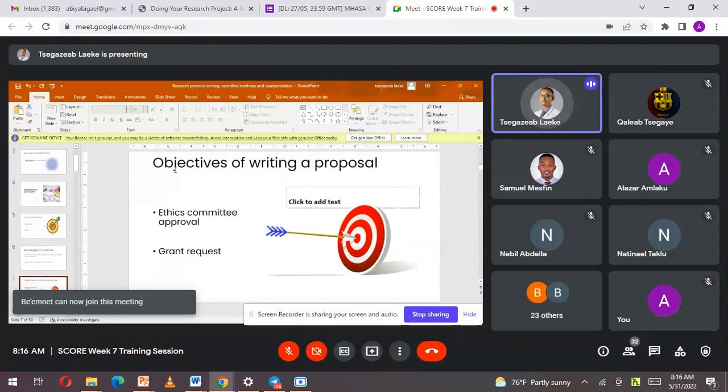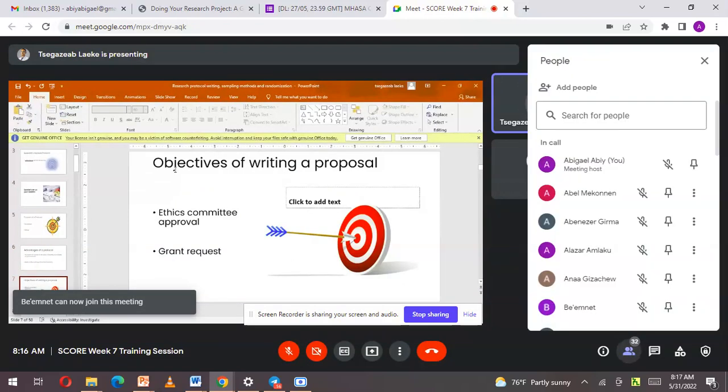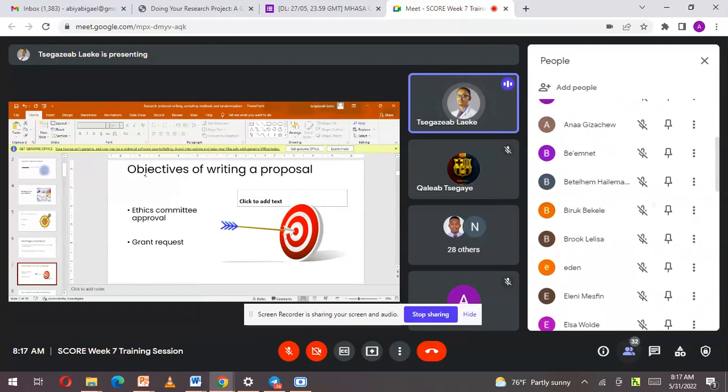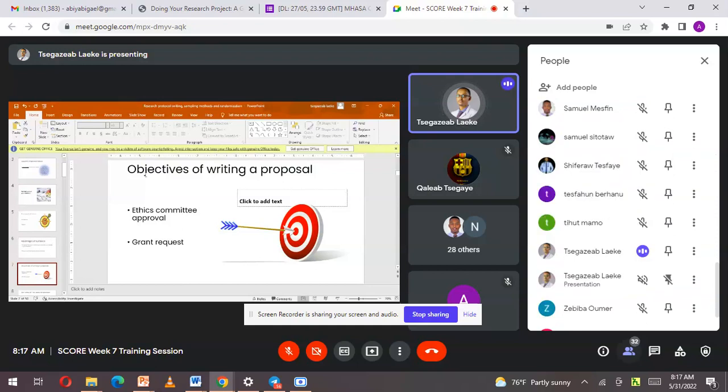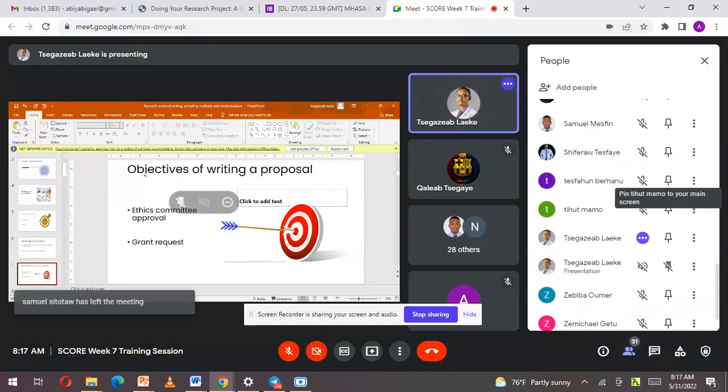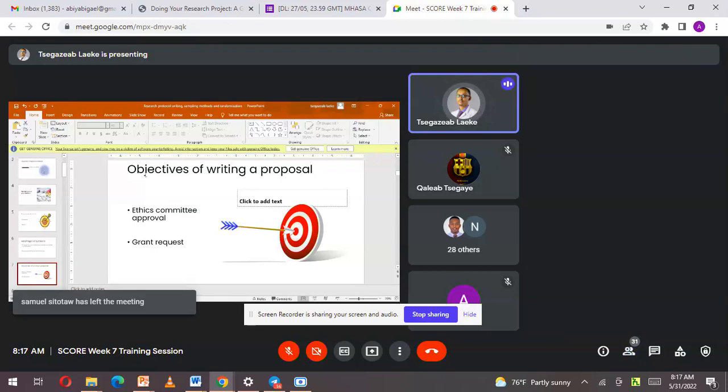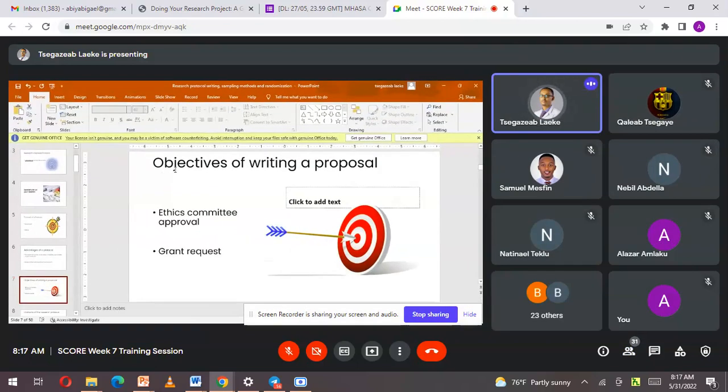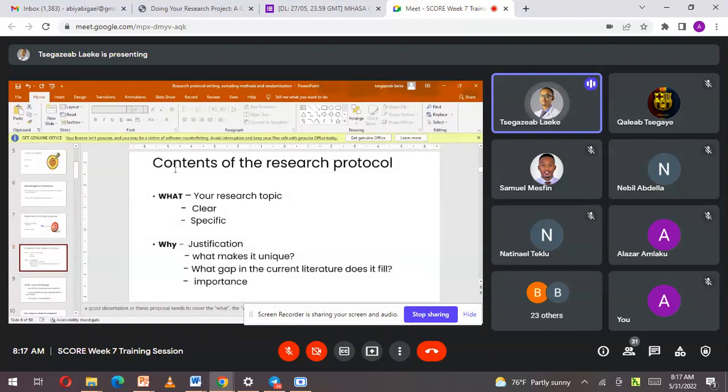So the objective of writing a proposal is to get ethical committee approval, and the other purpose of writing a proposal is also to request a grant. So whenever you do a research, you have to have a resource. So you have to budget, and you really have to look for funding. So having a sound and very good proposal will help you in finding funding.